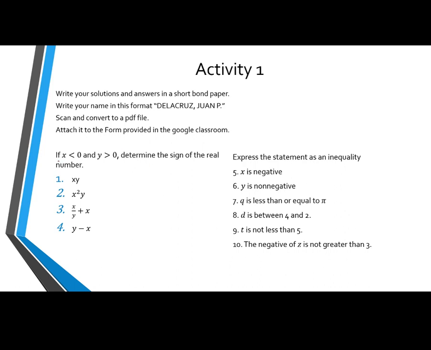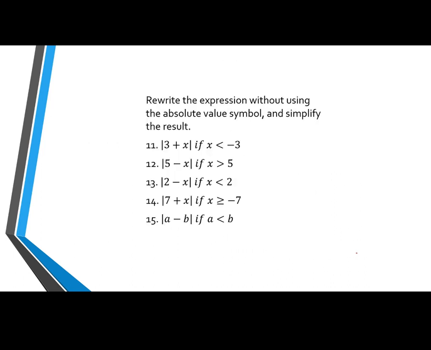Okay, so first part is, if x is less than 0 and y is greater than 0, determine the sign of the real numbers, these expressions. Then next is express the statement as an inequality. For example, x is negative. Express the statement as an inequality. Then last is rewrite the expression without using the absolute value symbol and simplify the result.